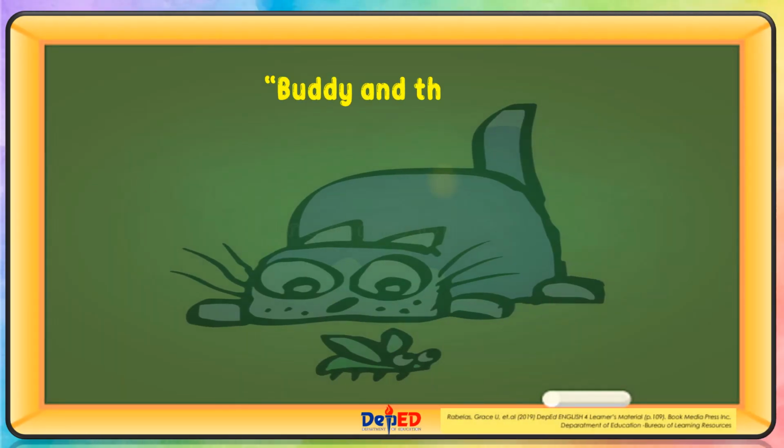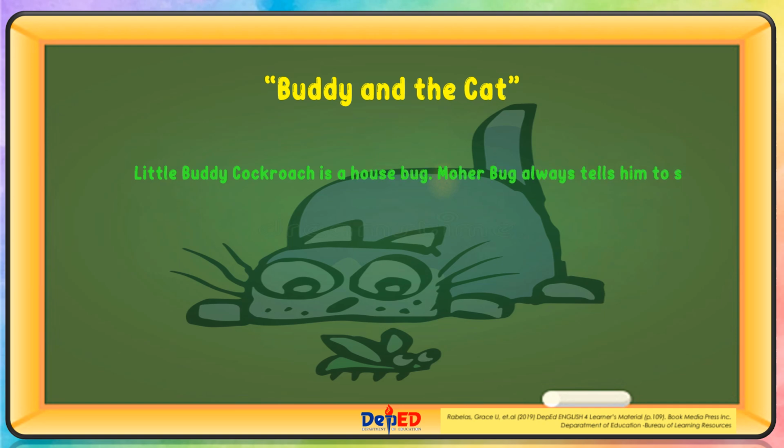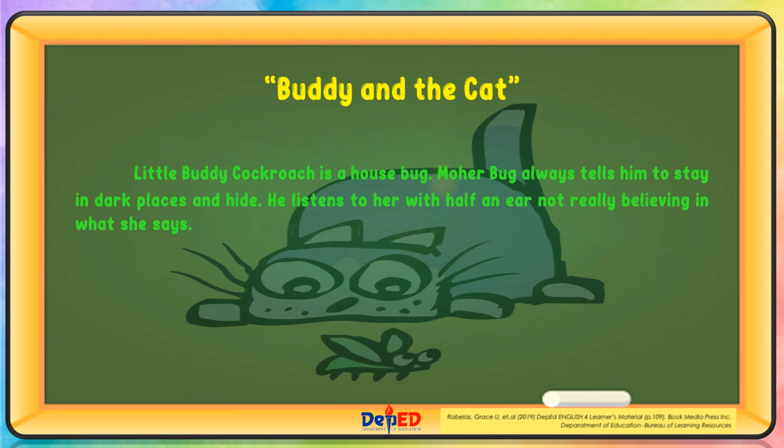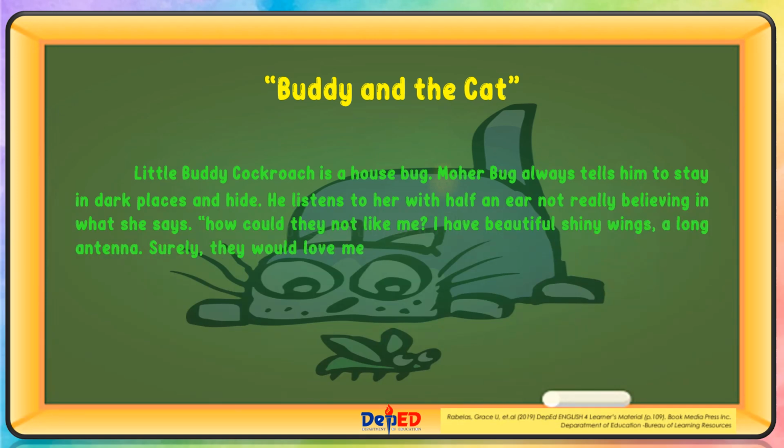Buddy and the Cat. Little Buddy Cockroach is a house bug. Mother Bug always tells him to stay in dark places and hide. He listens to her with half an ear, not really believing in what she says. How could they not like me? I have beautiful shiny wings, a long antenna. Surely they would love me, he thought.